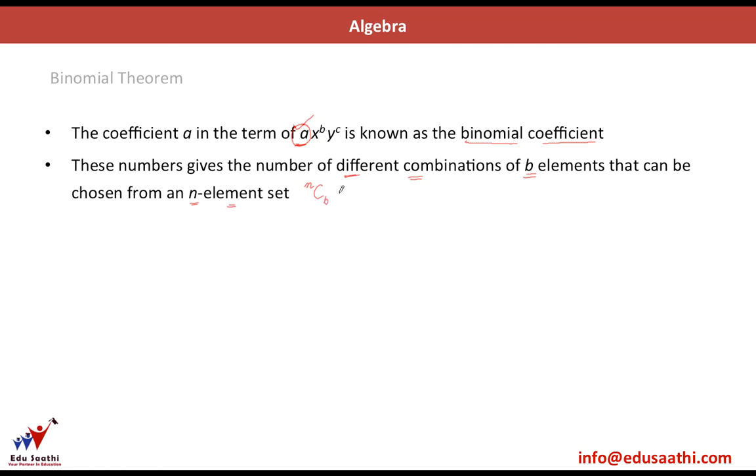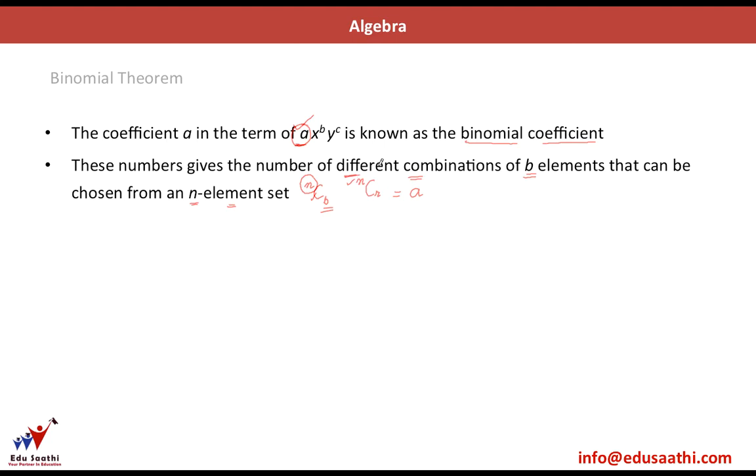nCb, or nCc, whatever you want to call it. We generally write it as nCr. Now look at it. Out of an n element set, I am choosing b elements at a time. That is the value of the coefficient that you will find out.